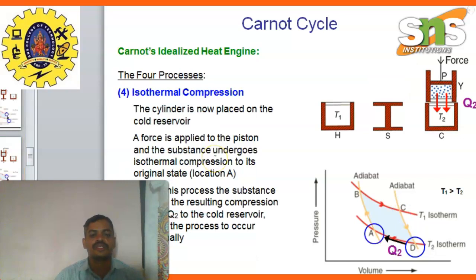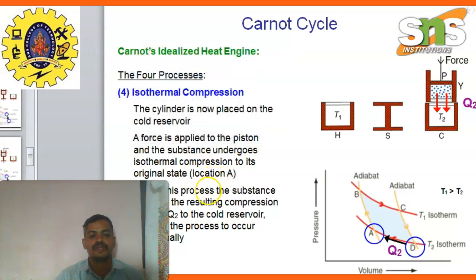Next one is isothermal compression. The cylinder is now placed on the cold reservoir. A force is applied to the piston and the substance undergoes isothermal compression to its original state, location A.